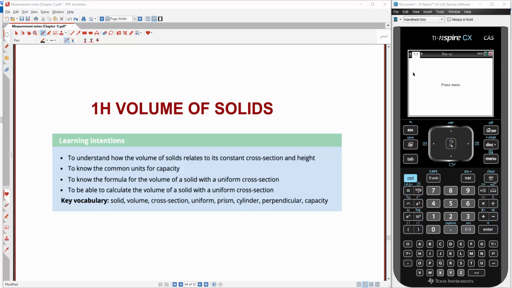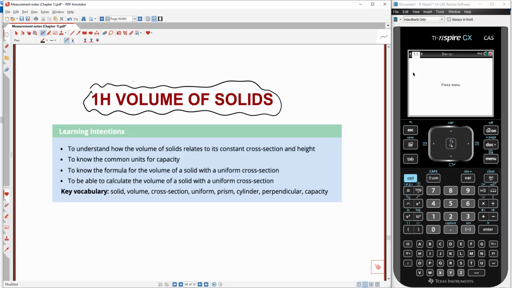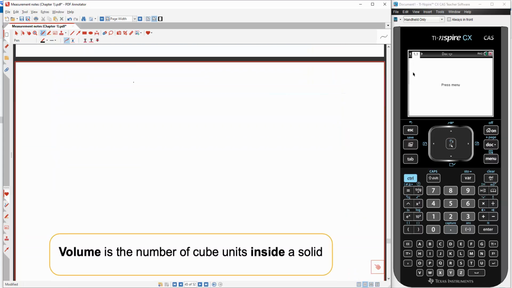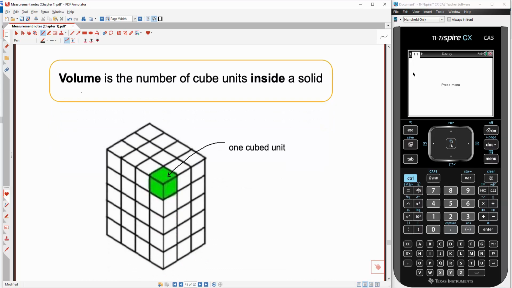Today we'll look at the volume of solids. So first things first, let's pop this heading into your notes. Alright, now that you've done that, moving forward we'll just look at this slide here. Don't need to copy anything down, but this is how volume works.